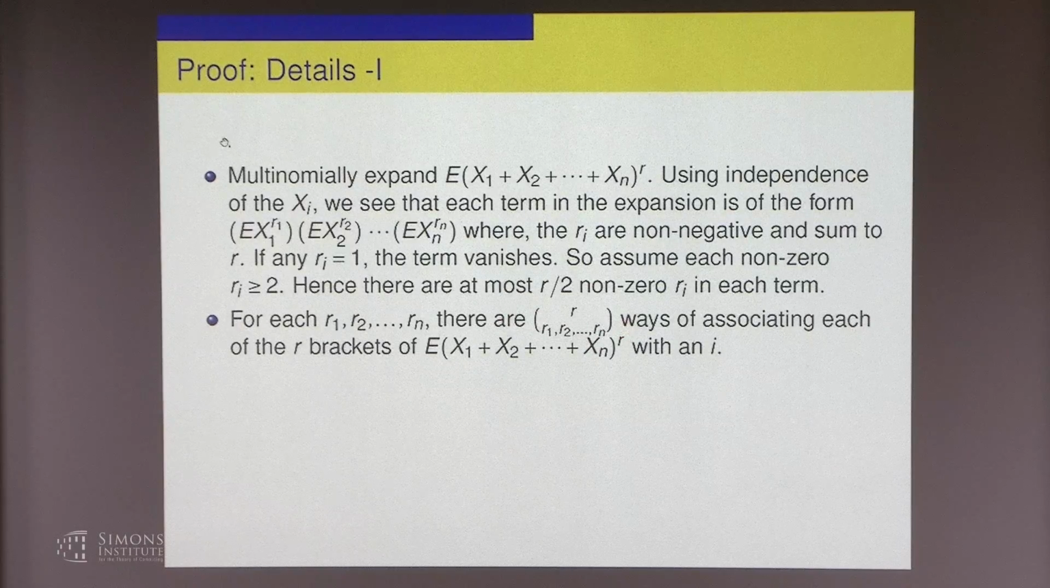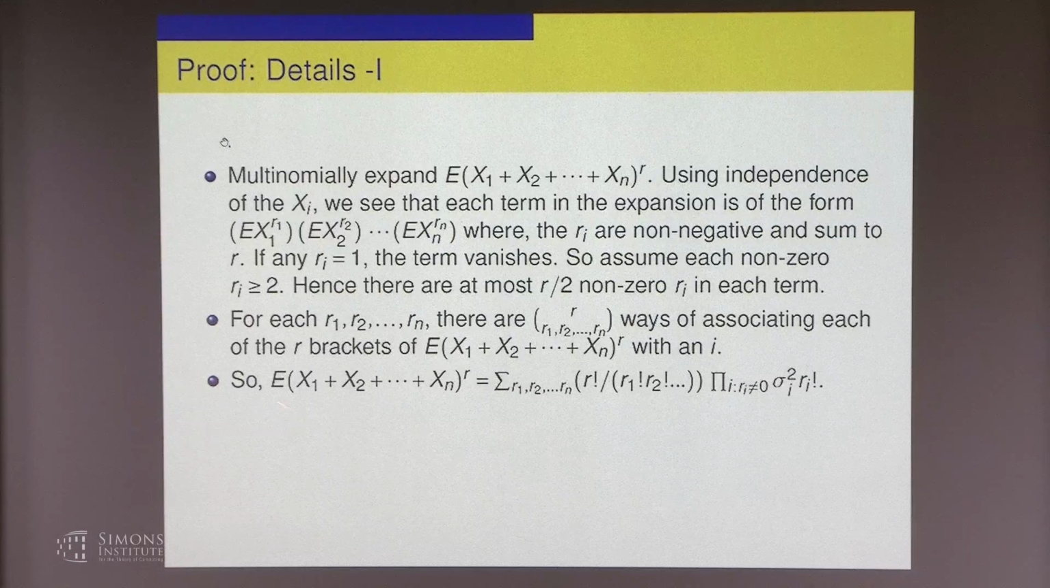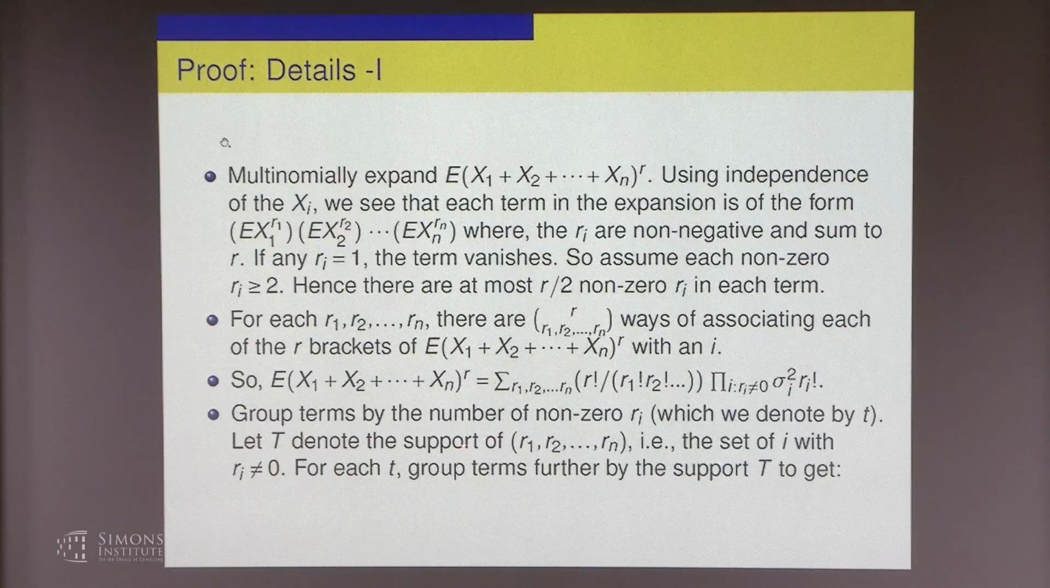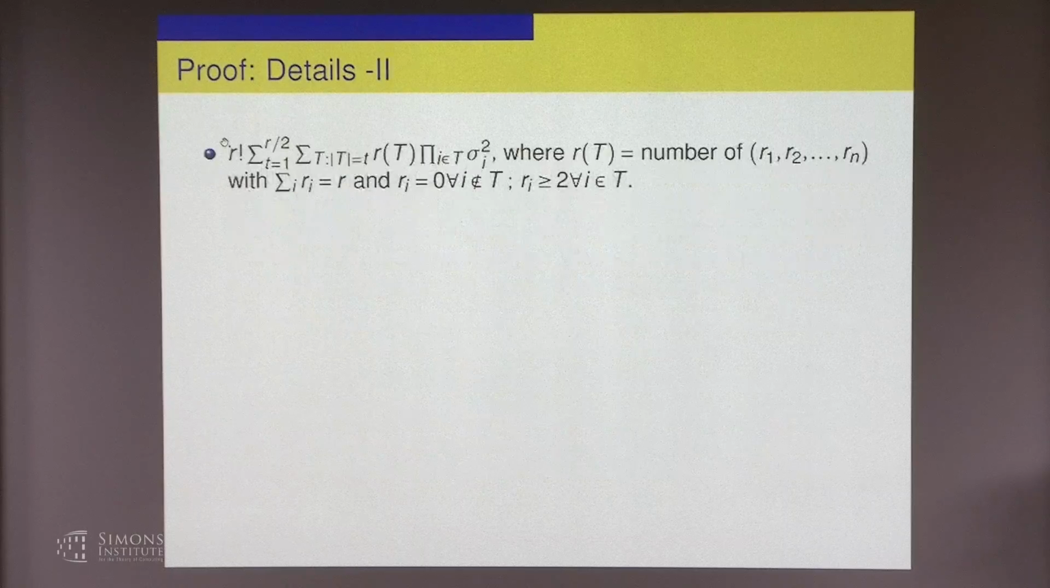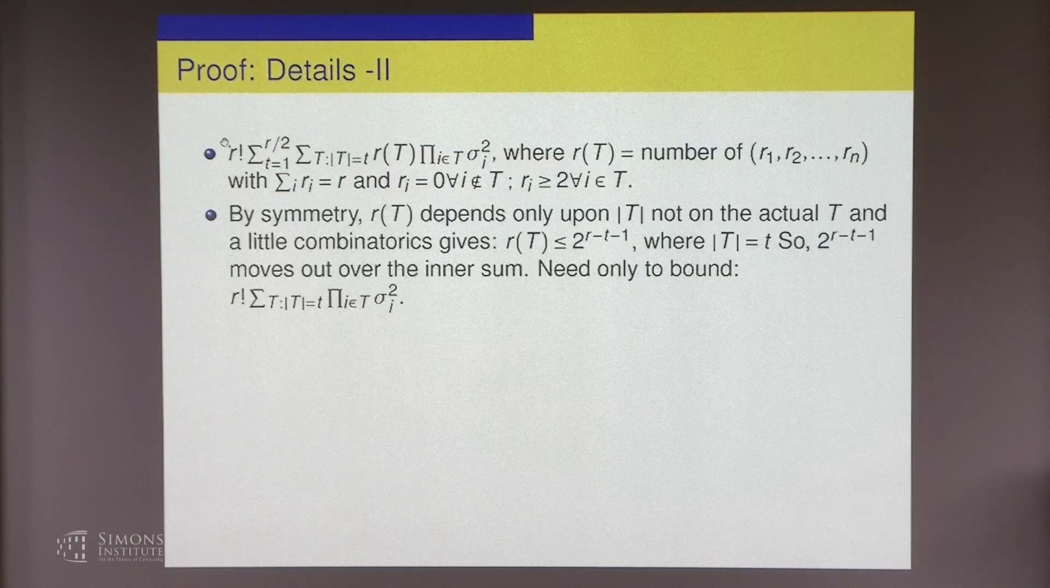permutation coefficient, right? I'm just running over the same proof again. Then we get this, which is just that, and the Ri factorial and this cancel out. And then we group terms by the number of non-zero Ri, which we call T, and let T be the support, then you get that. R of T is the number of Ri which have support T, right? Support T, and the sum is R.